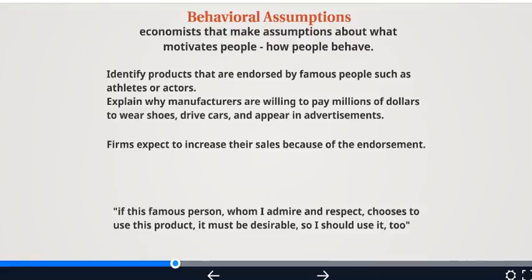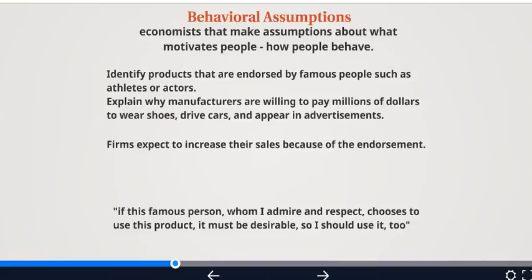So economists believe that people make choices based on self-interest. Assumptions about what motivates people and how people behave are called behavioral assumptions. It's a branch of economics. So if we identify products that are endorsed by famous people, such as athletes or actors, let's explain why manufacturers are willing to pay millions of dollars to have really important people or athletes or actors wear shoes, drive cars, and appear in advertisements.